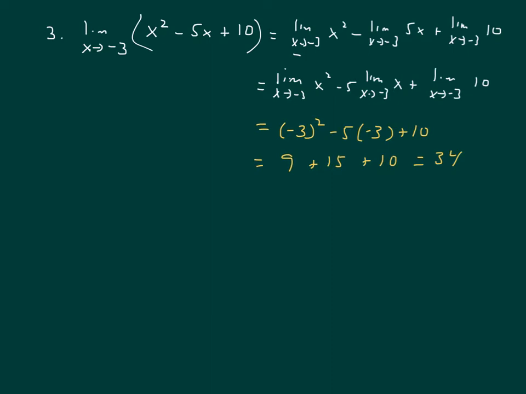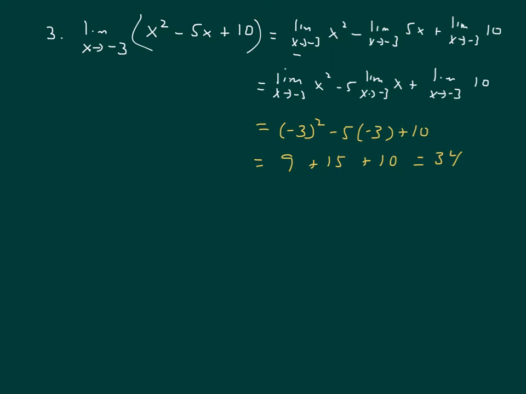In this case, we know that the limit as x approaches negative 3 of x squared is going to be negative 3 squared. And then minus 5 times the limit as x approaches negative 3 of x is going to be minus 5 times negative 3. Plus the limit as x approaches negative 3 of a constant, in this case 10, is just the constant itself, so I get 10. And so I now have negative 3 squared minus 5 times negative 3 plus 10, which gives me 9 plus 15 plus 10, which equals 34.